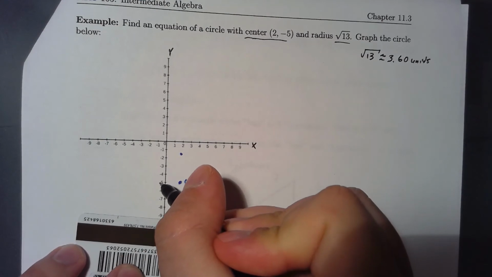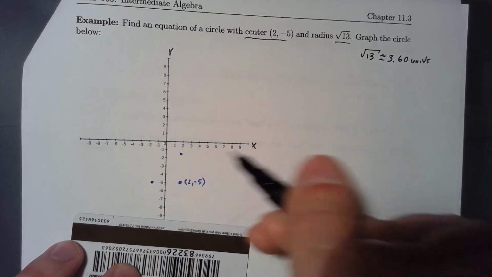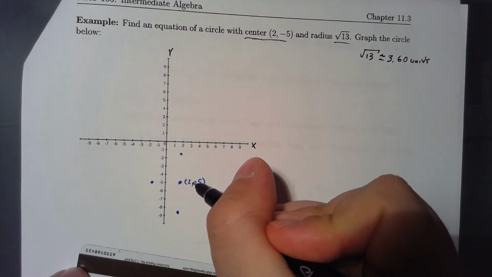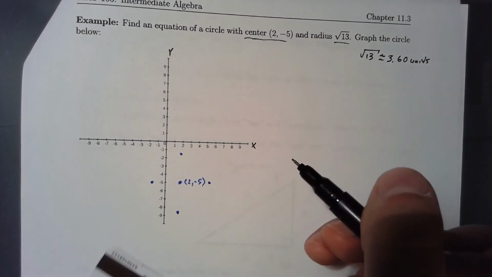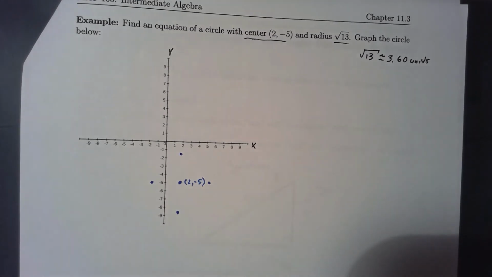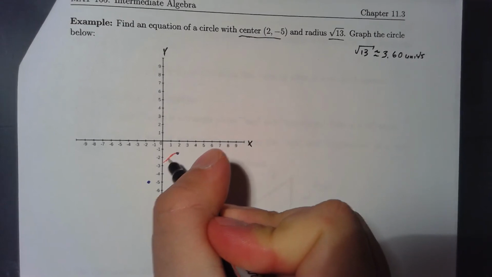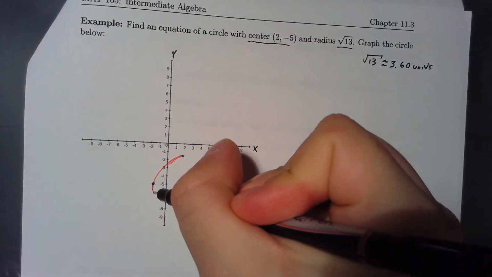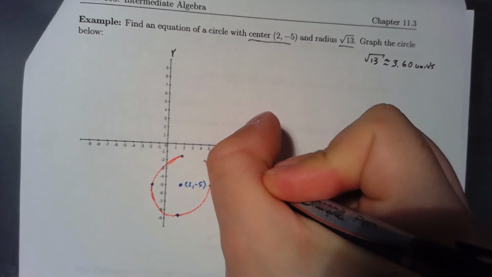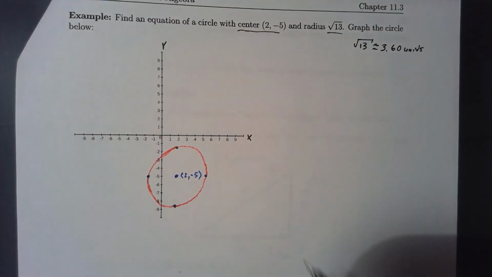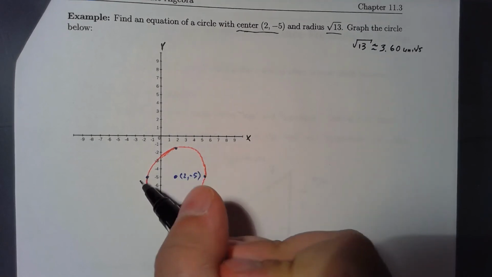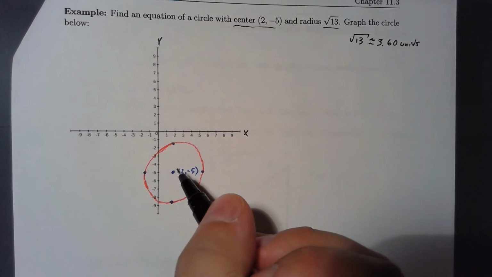1, 2, 3, 4. So maybe right there. 1, 2, 3, 4. So roughly there. And 1, 2, 3, 4. So roughly right there. So I'm just picking points, per se, that are on the perimeter of the circle. It would be much better if you had a protractor, but more or less that is the graph of the circle. I just put these points here for the sake of getting a rough idea of my perimeter, but this circle is graphed here.